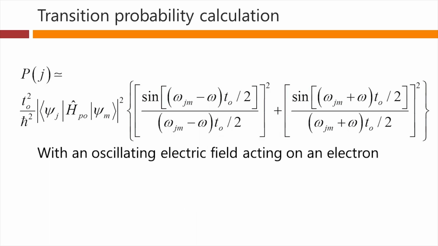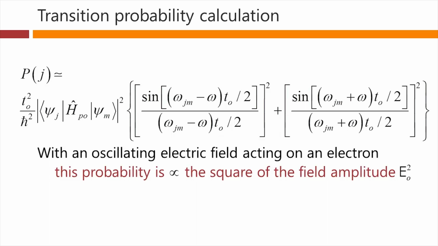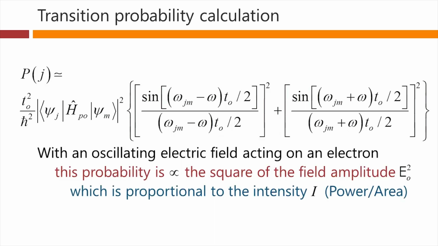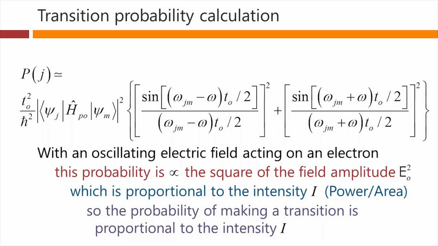With an oscillating field acting on an electron then, the probability is proportional to the square of the field amplitude because that's buried inside this hp0. And we're taking the square of that. And that means that the probability of this transition is proportional to what we would call the intensity, the power per unit area, because in electromagnetism, the intensity is proportional to the square of the electric field. So the probability of making this transition from state m to state j is proportional to the intensity of our light field, our electromagnetic field.